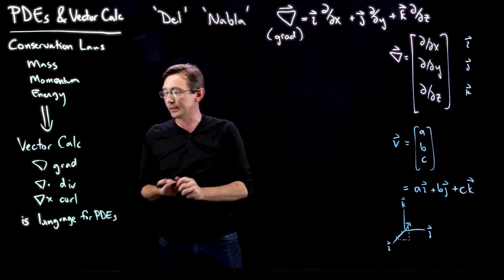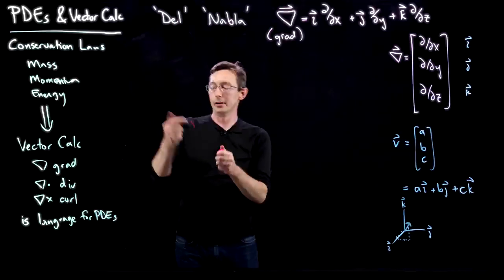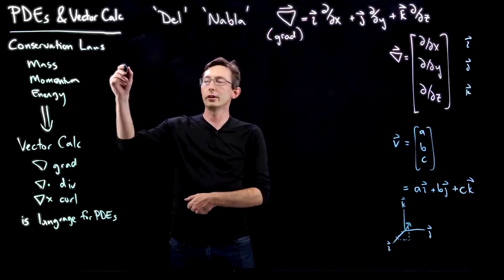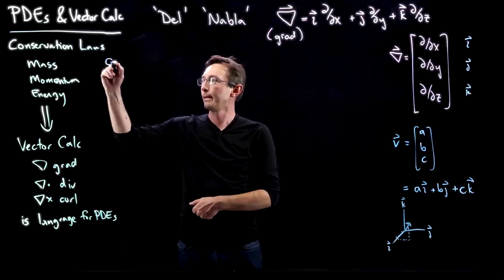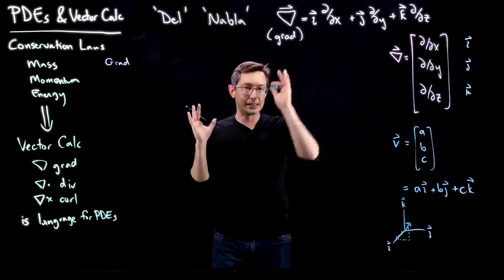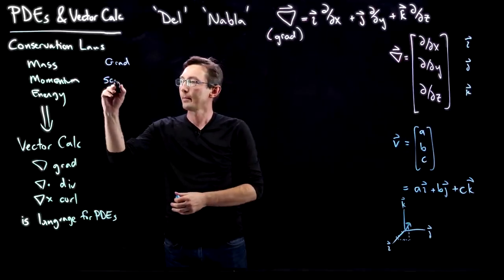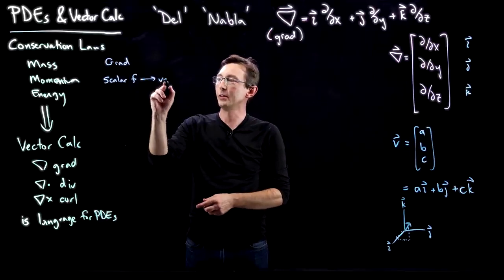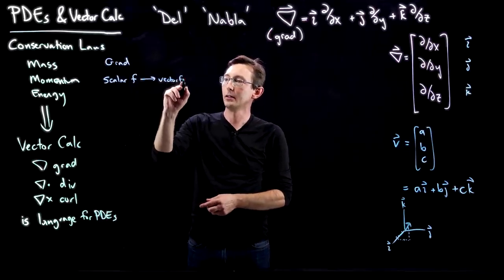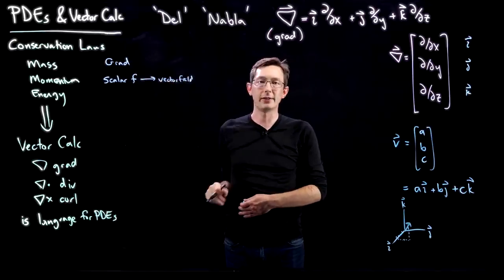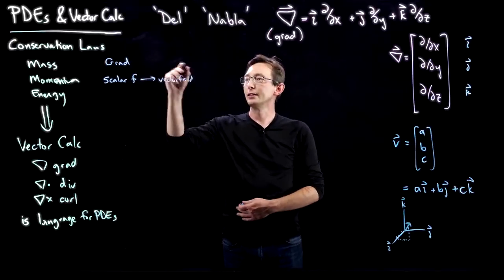Okay, let's look at these operators. The gradient operator essentially takes a scalar field f and turns it into a vector field. So it takes a scalar f and returns a vector field, and it does it in the following way.